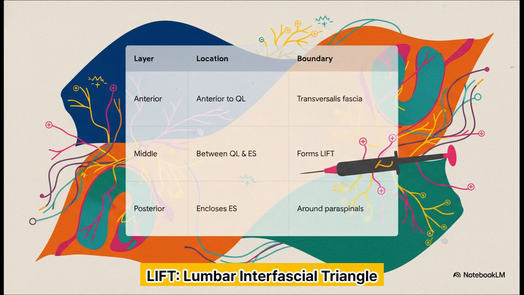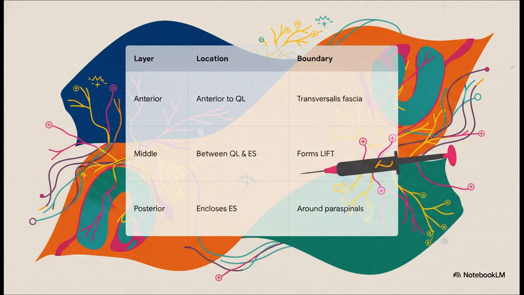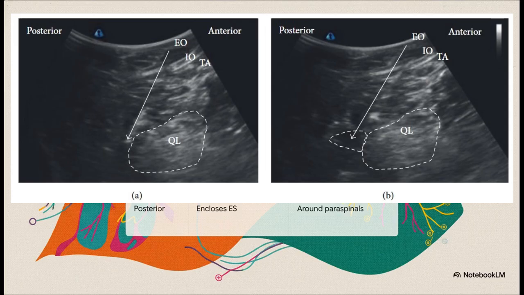Next is the middle layer, located right between the erector spinae and the QL muscle. And finally, the posterior layer. Interestingly, this layer actually encloses the erector spinae entirely, effectively bypassing the QL muscle.